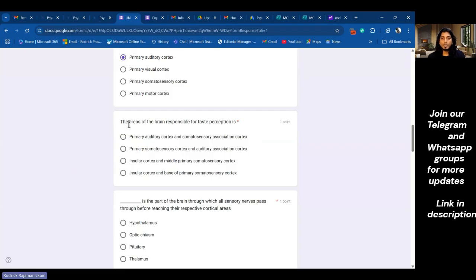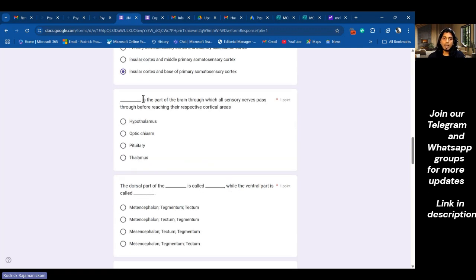All right. So then we have areas of the brain responsible for taste perception, of course, gustatory. So it is the insular cortex and the base of the primary somatosensory cortex. The base of the primary somatosensory cortex kind of goes inside the temporal fold.